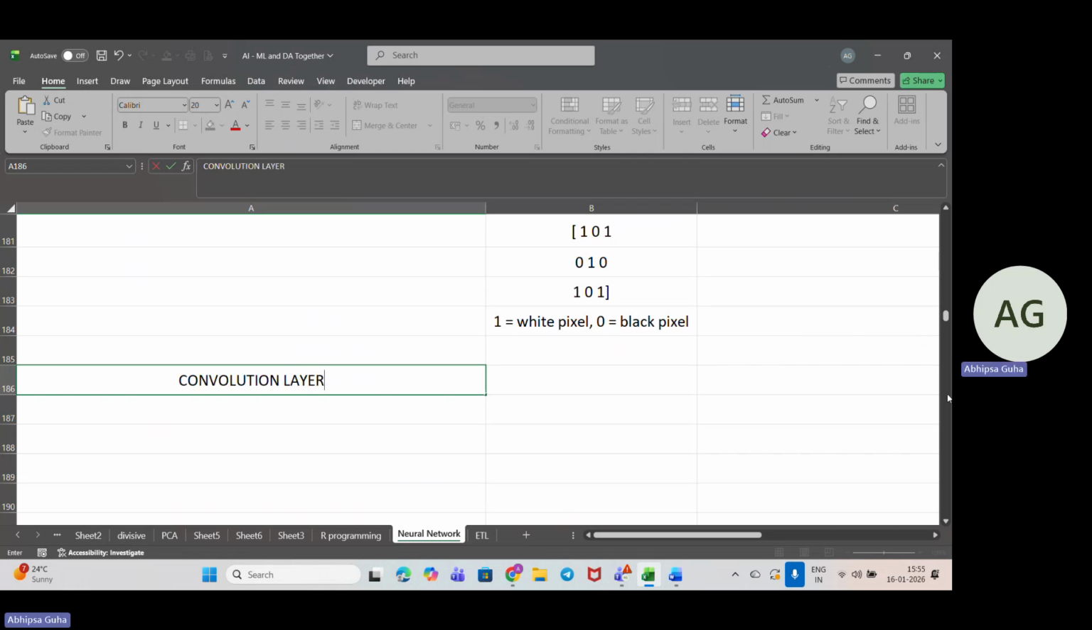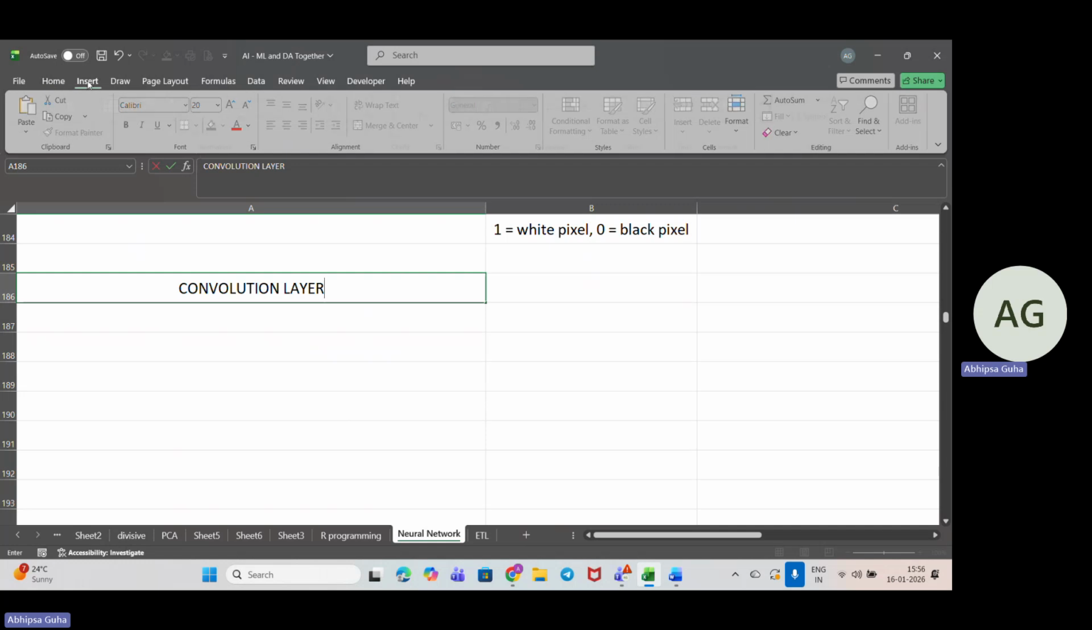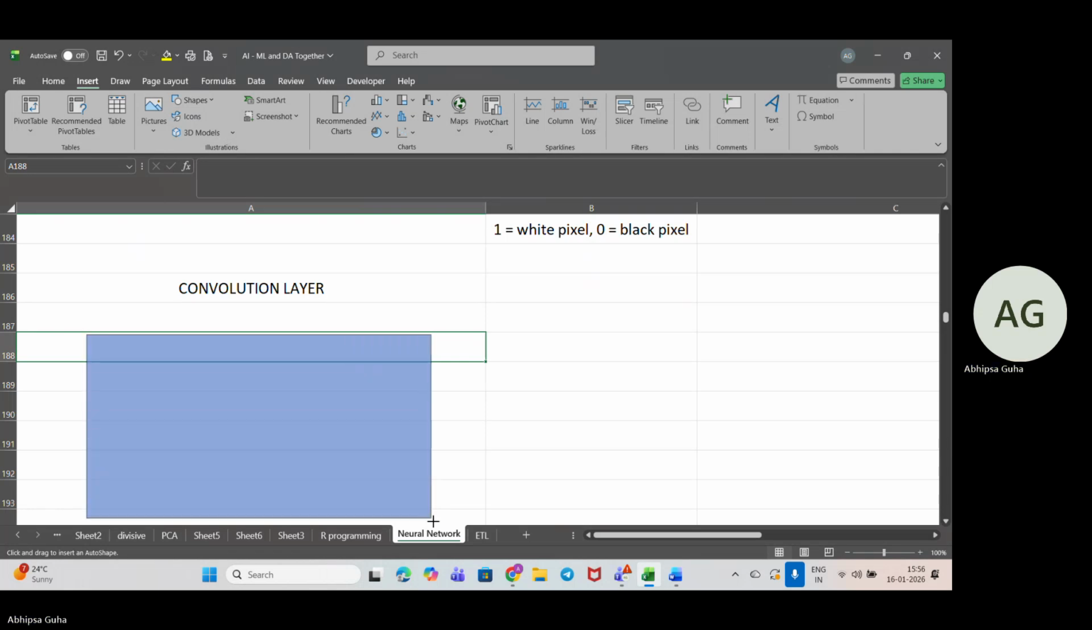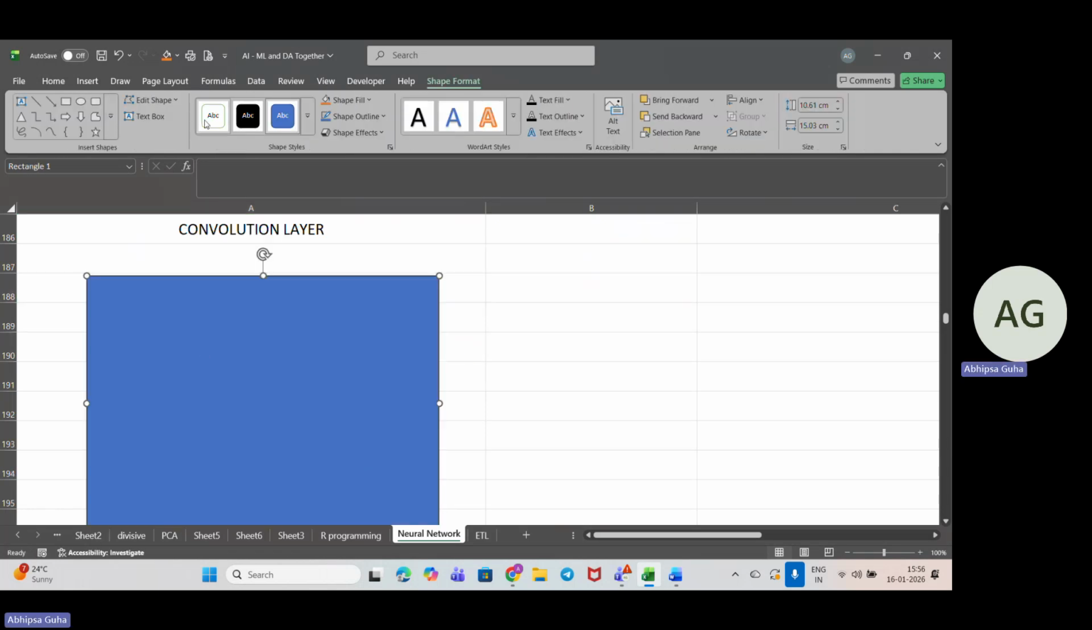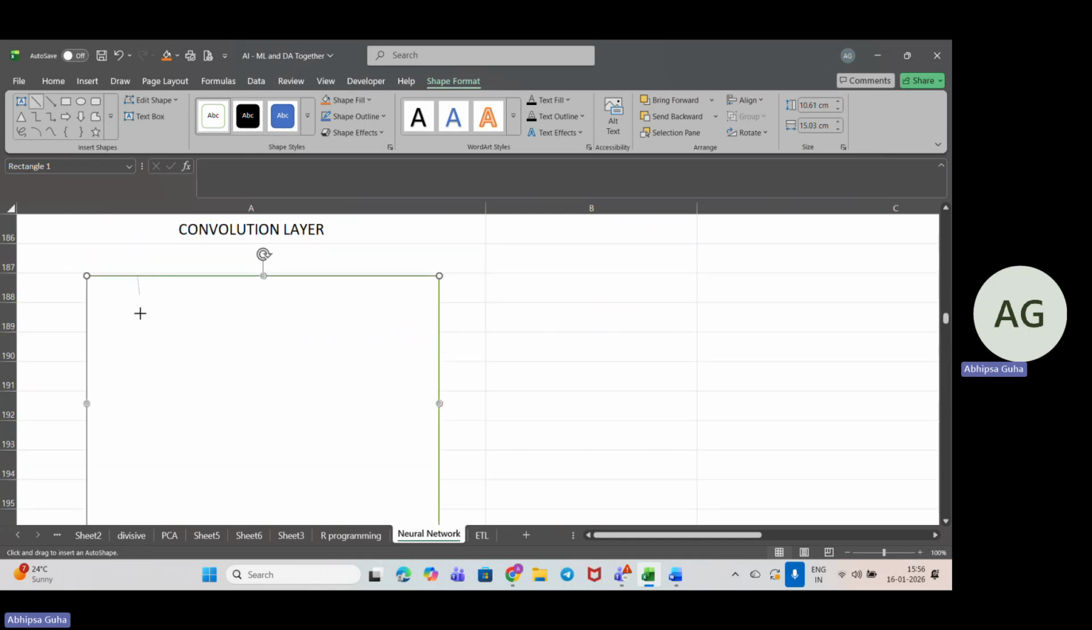Okay, so what happens here? This is the most important layer. So what does convolution mean? In simple meaning, convolution means sliding a small box over the image and checking the pattern. This is what we are doing up here. So let's take it up like that. Let's insert a box. So we'll take it like this. We'll just divide it accordingly. So like this, let me divide.